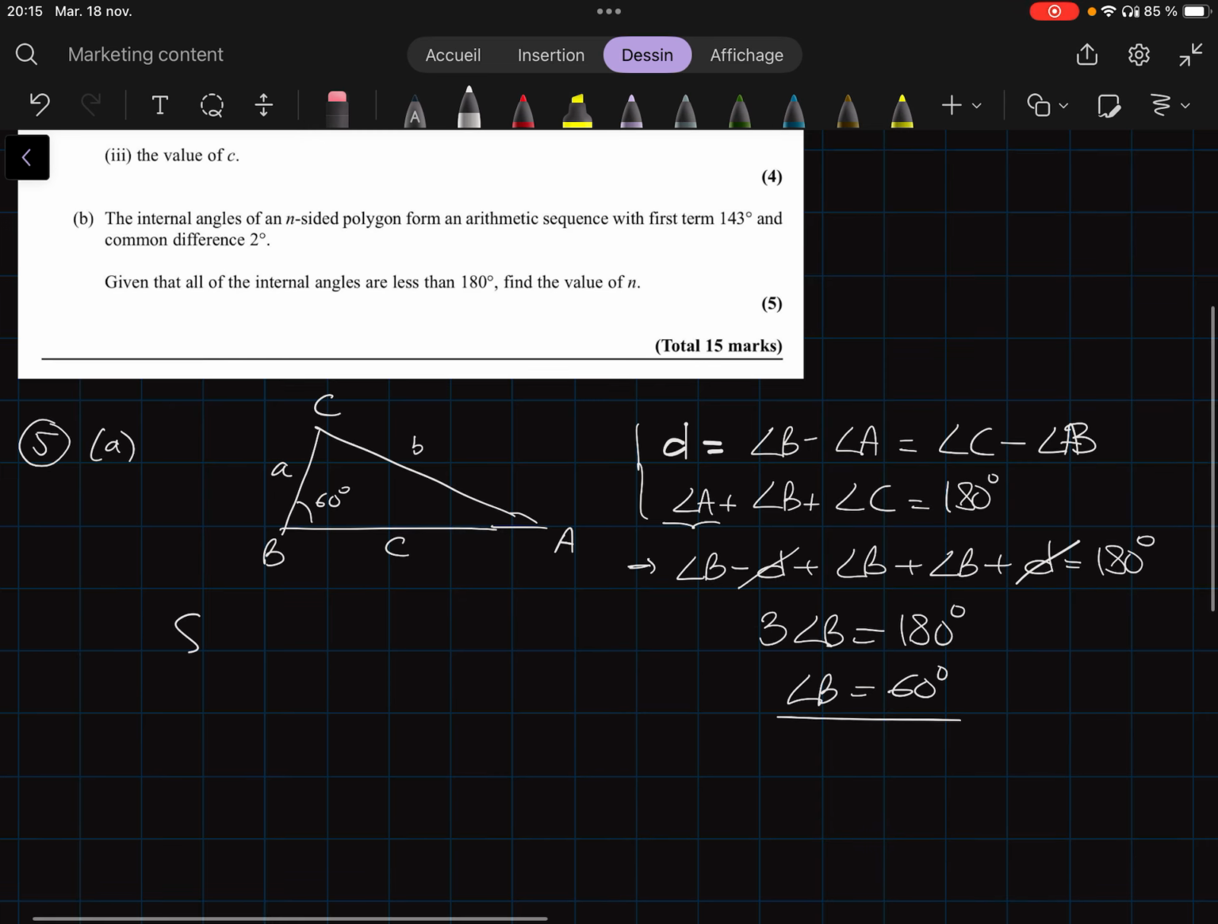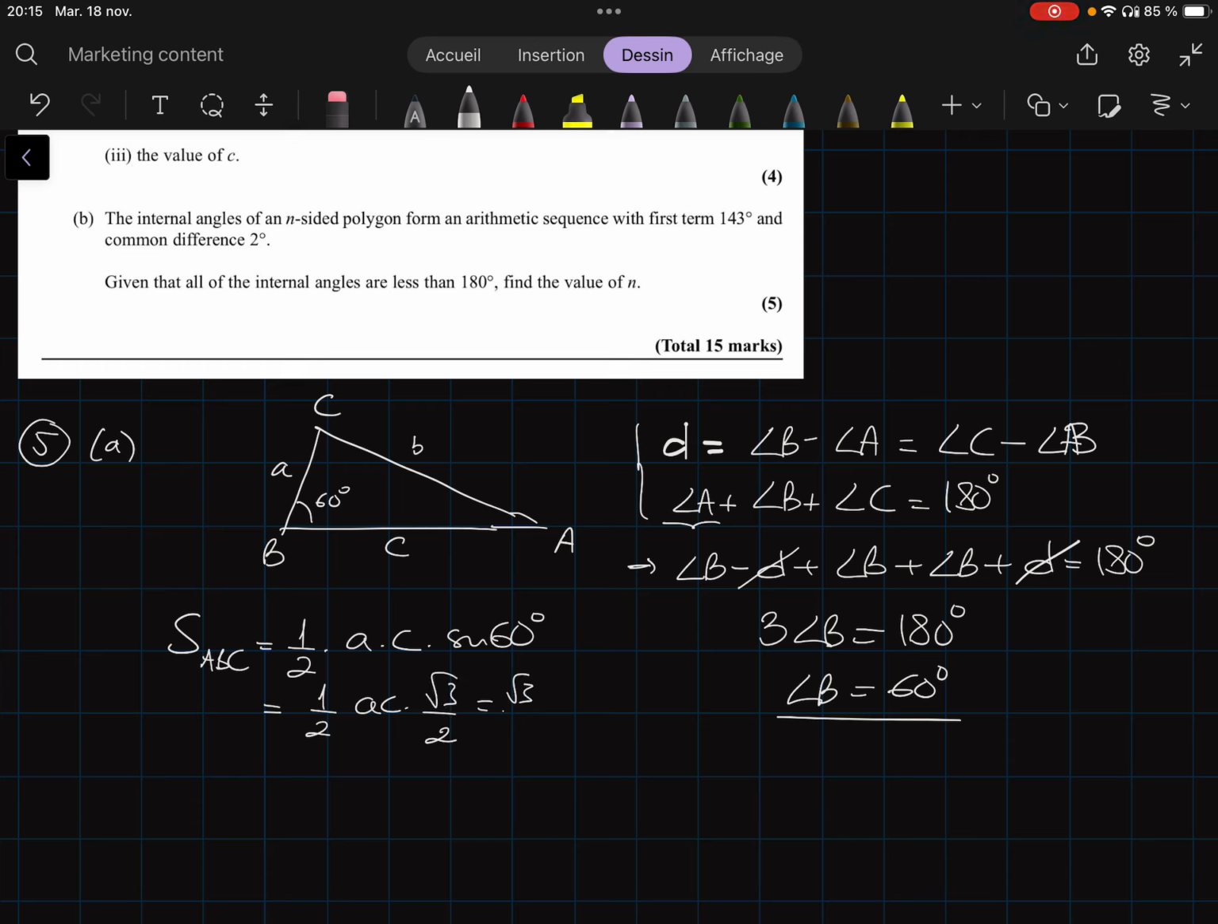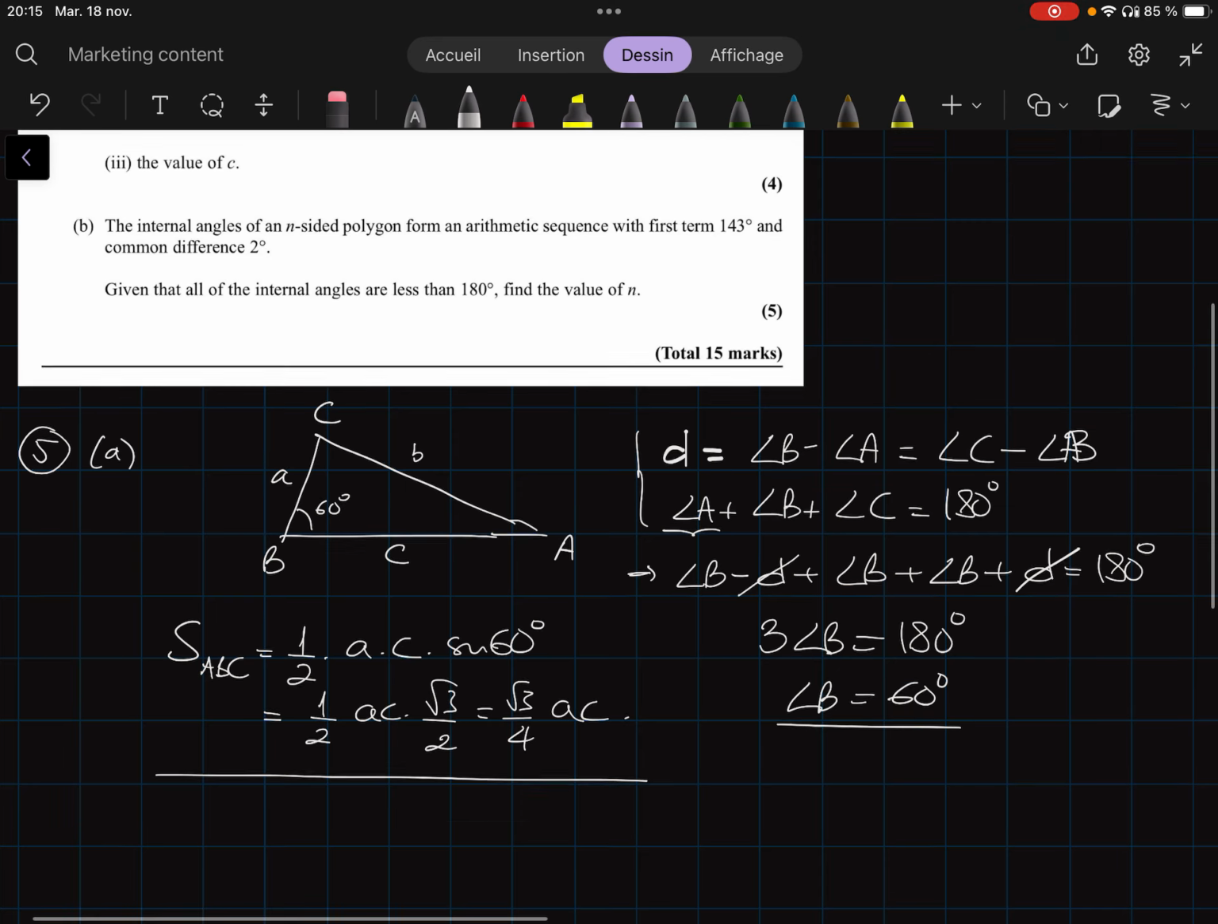Because of that, the area of triangle ABC is going to be a half times BC times AB times sine of 60 degrees, or root 3 by 4 times AC. First part of the question done. Second part.